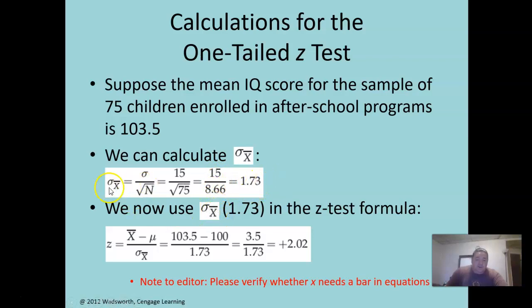We are now going to use sigma x bar and plug it into the z. Now remember, z is just a standardized score from raw population scores. It puts it on a normal distribution curve, and that's why it's important, because we're going to figure out the probability in a minute about getting these 75 children. Is 103.5 greater than kids who weren't enrolled in after-school programs? That's going to be the test that we're going to do.